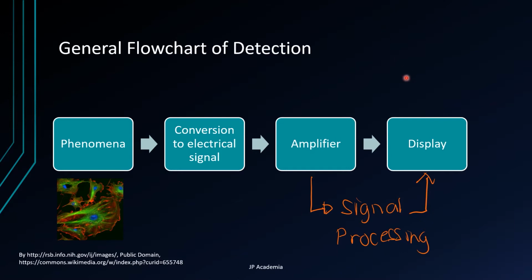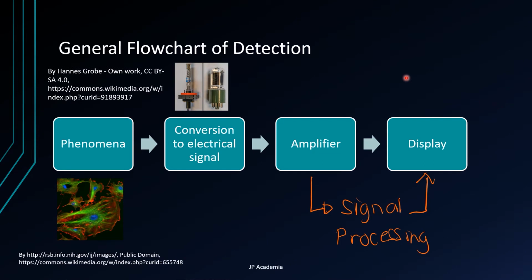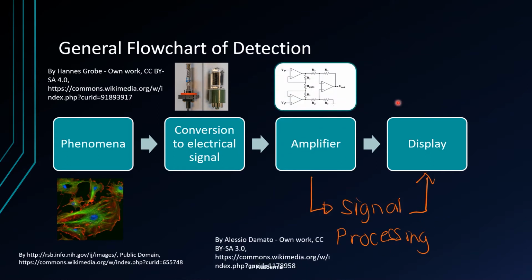Next step is the conversion to electrical signal. For light, it can be converted into electrical signal or current using a photomultiplier tube shown here, the picture above. A photomultiplier tube or PMT is used for light detection of very weak signals. It is a photoemissive device in which the absorption of a photon or light results in the emission of an electron.